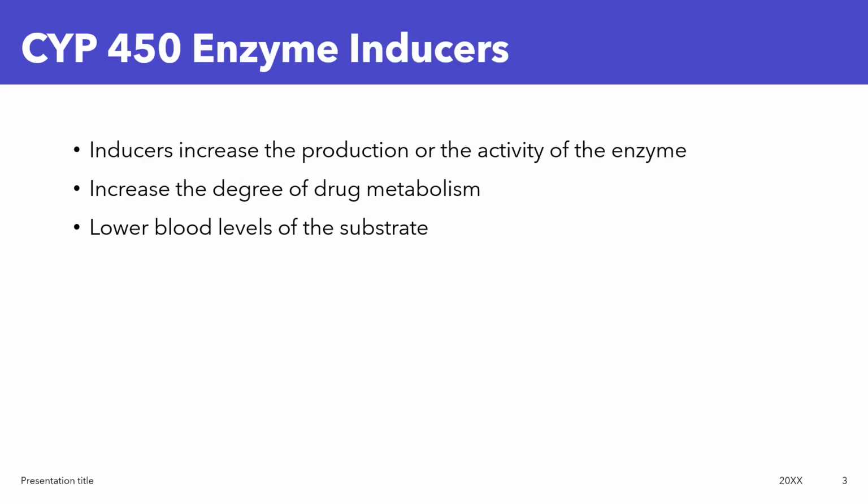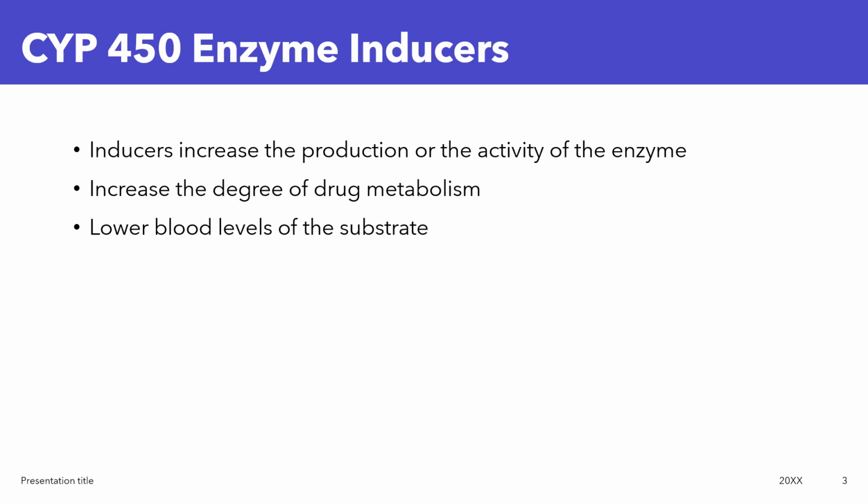Now, let's talk about cytochrome P450 enzyme inducers. So, what is an enzyme inducer? Enzyme inducers, they increase the production or the activity of that enzyme. So therefore, they increase the degree of the drug metabolism. And what will that do? That lowers blood levels of the substrate. So remember, when a drug is a substrate of an enzyme, the drug is metabolized by that enzyme.